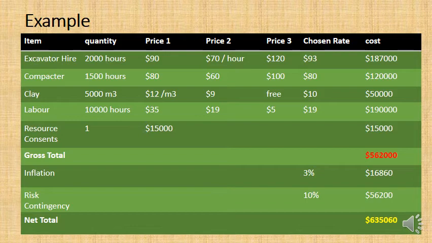Labour, well, it all depends on who you're hiring, doesn't it? If you're a professional engineer, could be charging anywhere around $35, $40 an hour potentially.